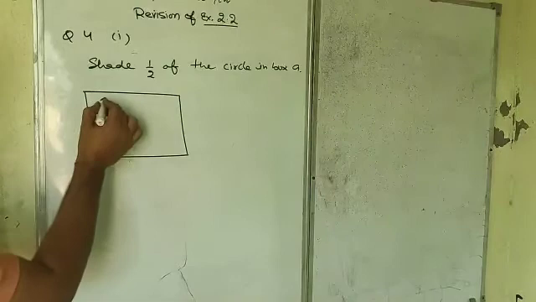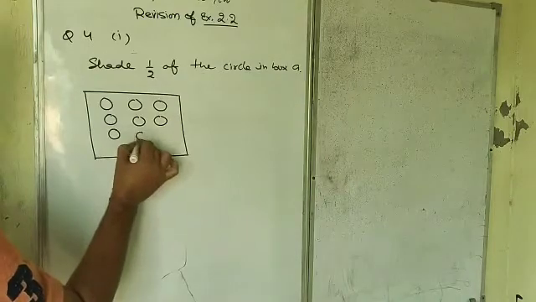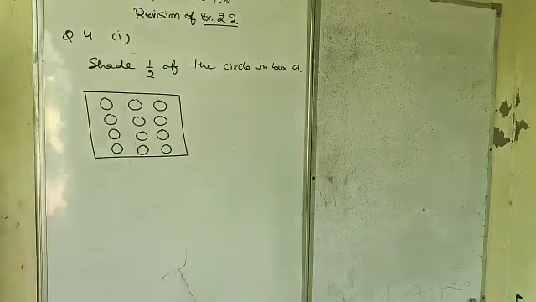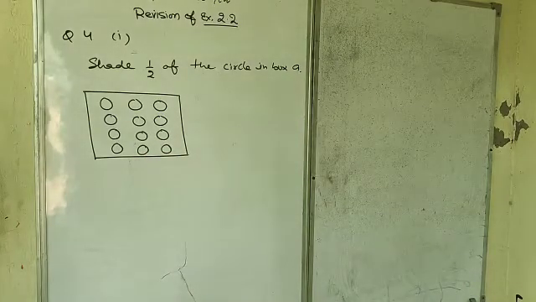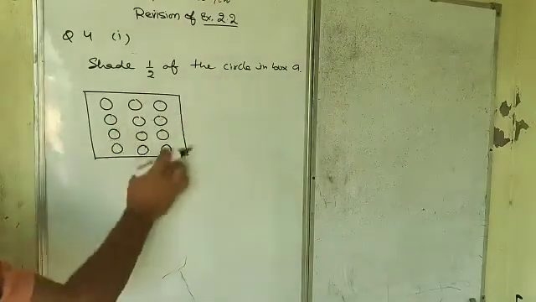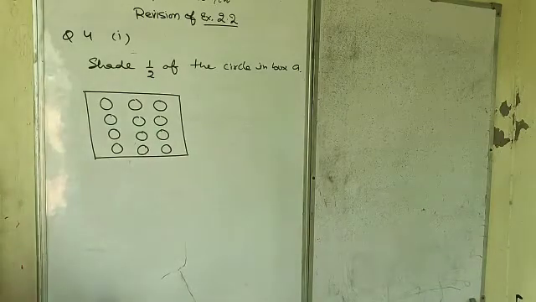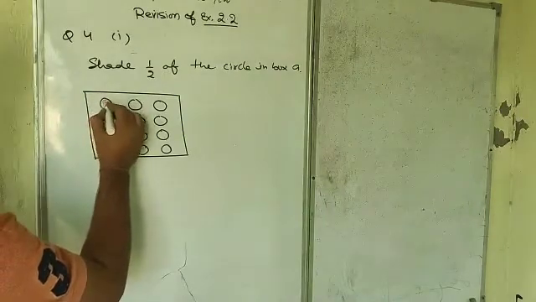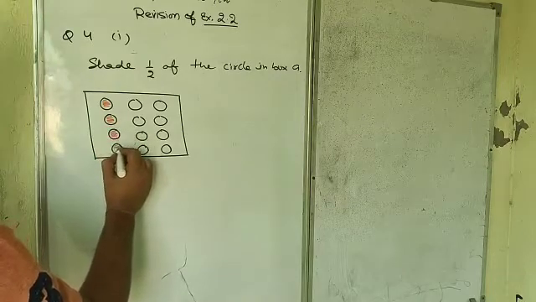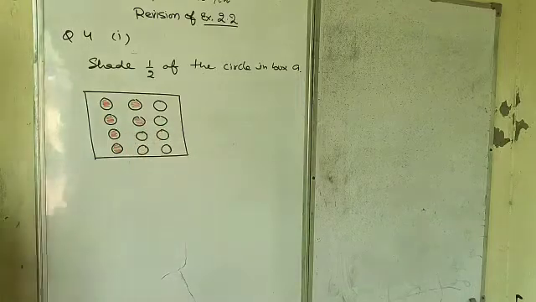So, 1 2 3 4 5 6 7 8 9 10 11 12. So shade 1 by 2 of the circles in the box. So there are 12 circles. You can count them. Now you have to shade half of them. So you can shade any way: first, second, third, fourth, fifth, and sixth. Now half of them are colored.